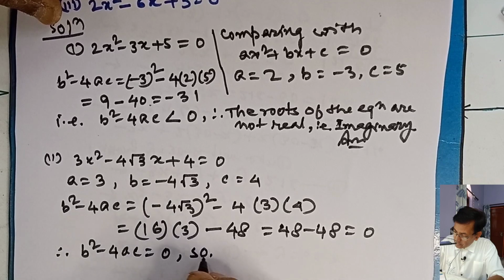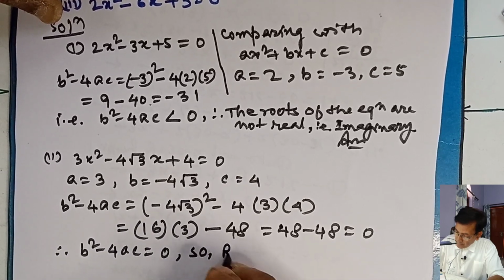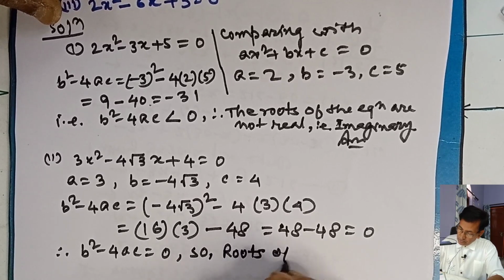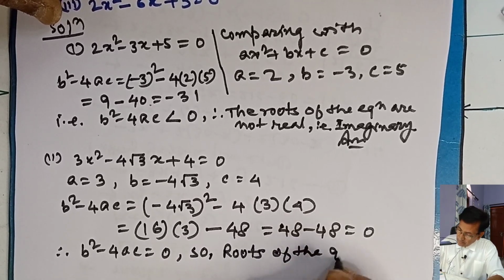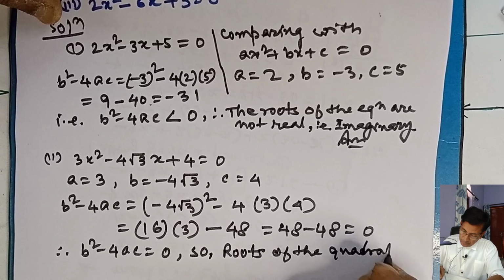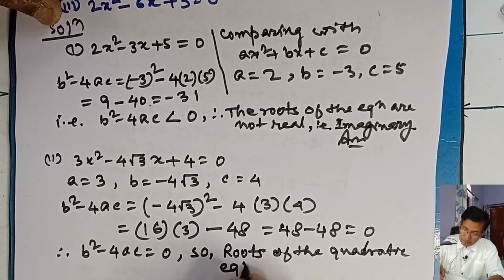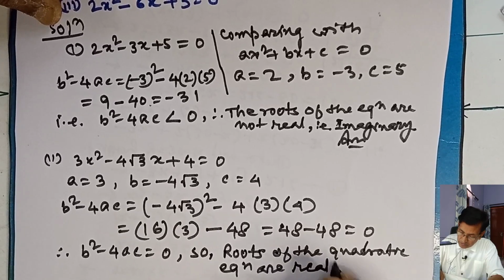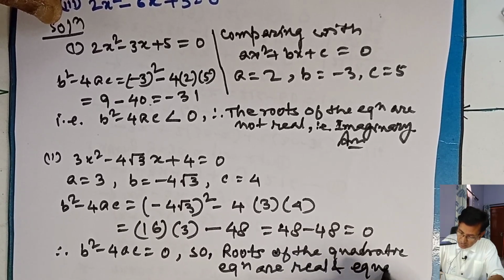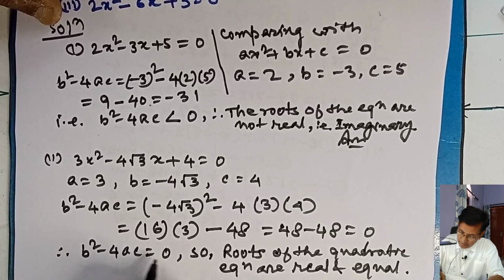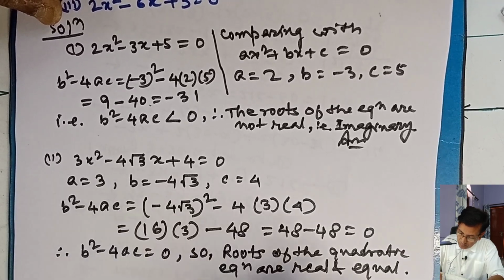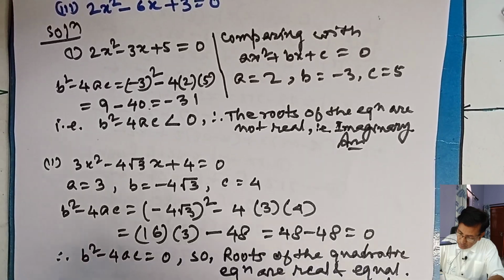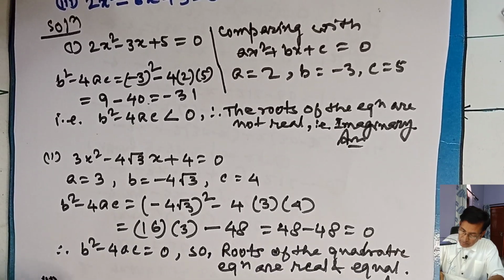So the roots of the quadratic equation are real and equal. B square minus 4ac, the discriminant, is equal to 0. So roots are equal and real. This is the answer.